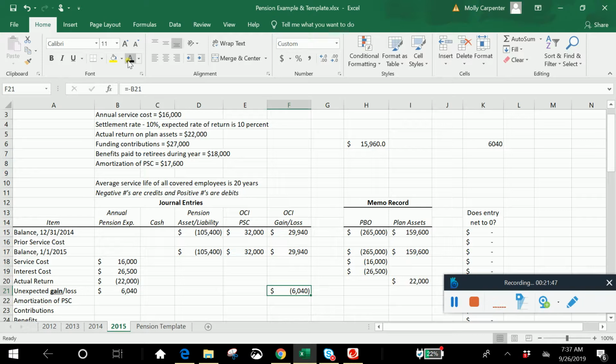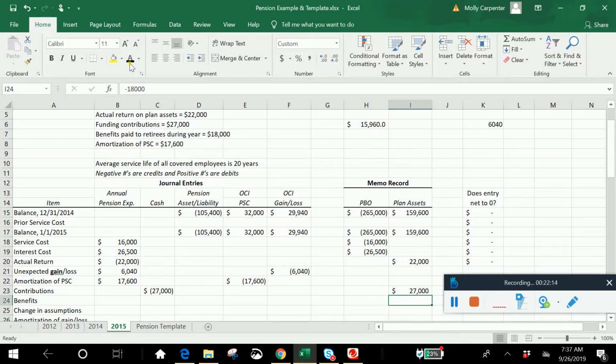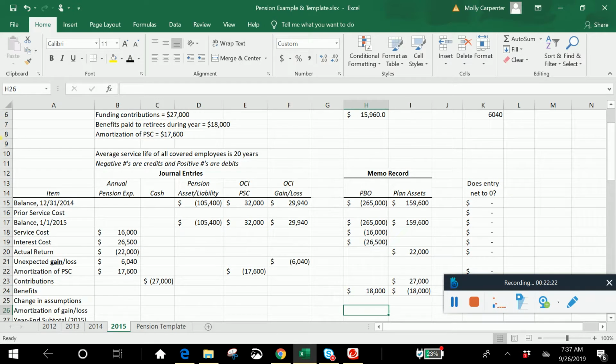Our amortization of our prior service cost was $17,600, so a debit to pension expense and a credit to OCI PSC. Contributions were $27,000, decrease in cash and an increase in plan assets. Benefits, $18,000, decrease plan assets, decrease PBO. We didn't have any additional changes in assumptions, so that's going to stay 0. And then we have the amortization of the gain loss.